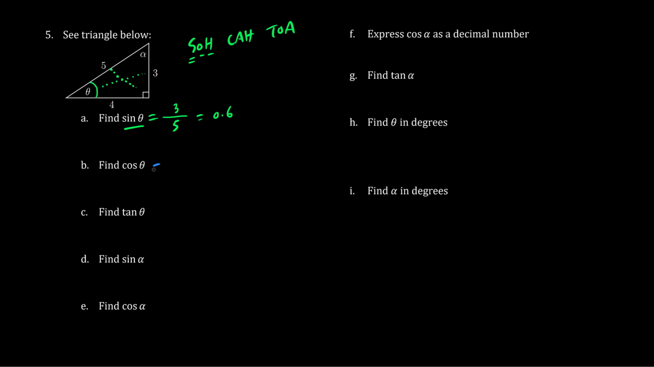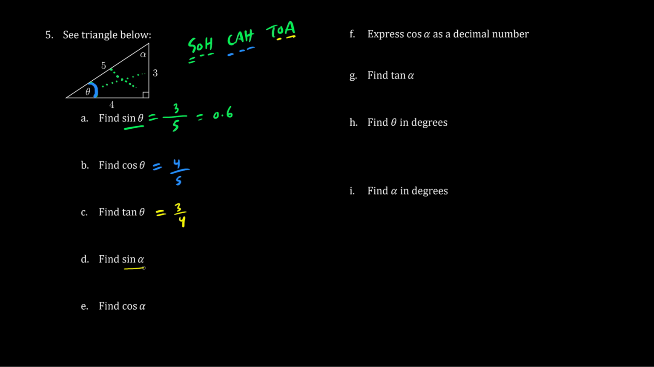Now what about cos theta? We stick our finger here on theta again. Cos theta is adjacent over hypotenuse. Adjacent is 4 and hypotenuse is 5. Do not mix up adjacent and hypotenuse. The hypotenuse is the longest side. What's tan theta? Tan theta is opposite over adjacent. TOA. So tan theta is 3 over 4.